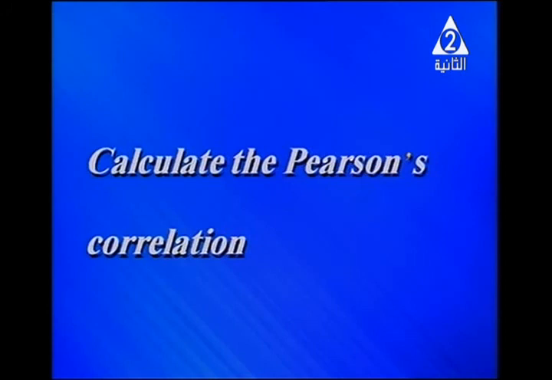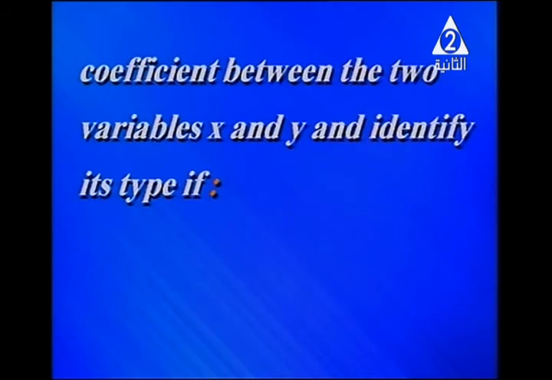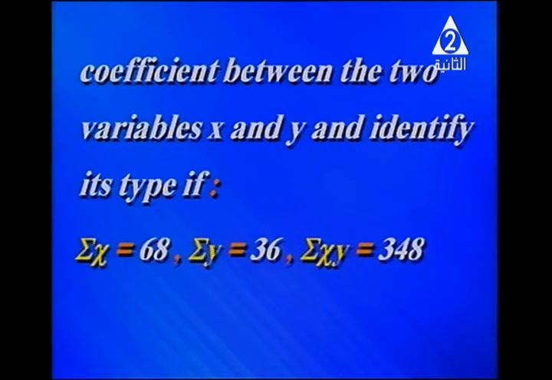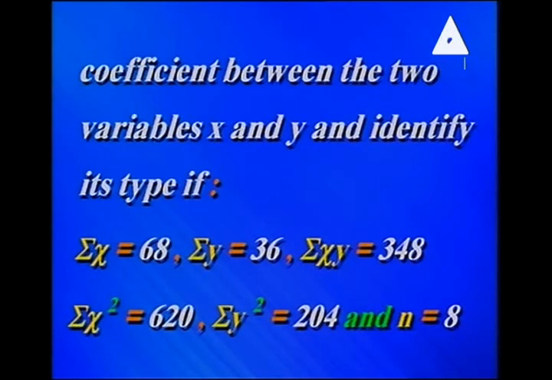Calculate the Pearson correlation coefficient between two variables x and y and identify its type. If sum x equals 68, sum y equals 36, sum xy equals 348. Also, from the given, sum x squared equals 620, sum y squared equals 204, and n equals 8.